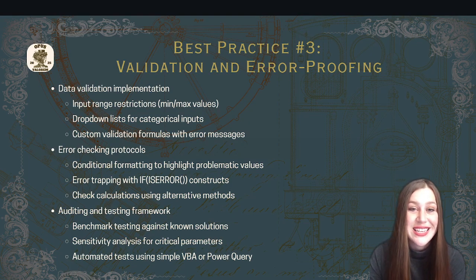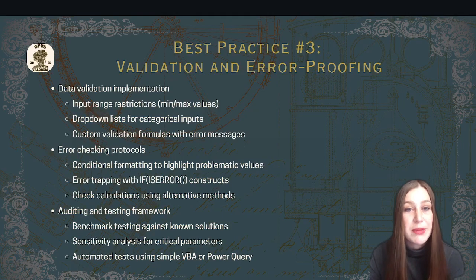You should implement data validation where you have input range restrictions like minimum and maximum values. You have drop-down lists for categorical inputs and custom validation formulas for the more intricate parts of your calc sheet. These should include error messages. Then, you should also include error checking protocols. You might write them out in a separate sheet if it's a widely used calc sheet, but having conditional formatting is a great way to visually identify problematic values.